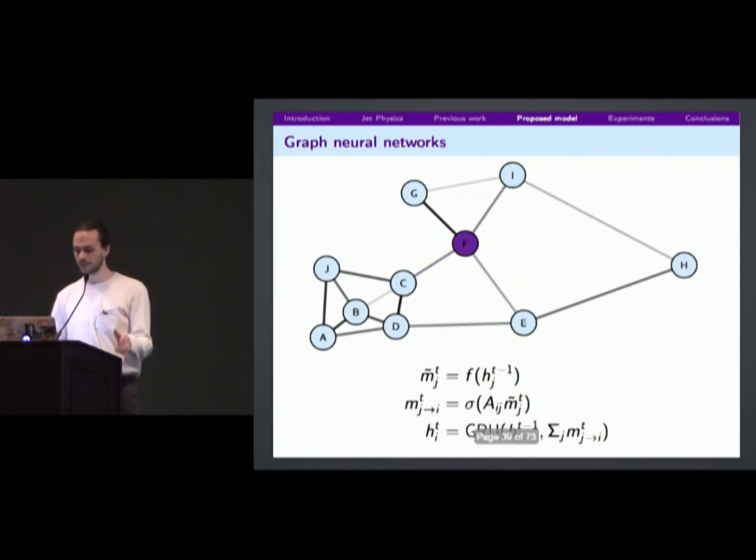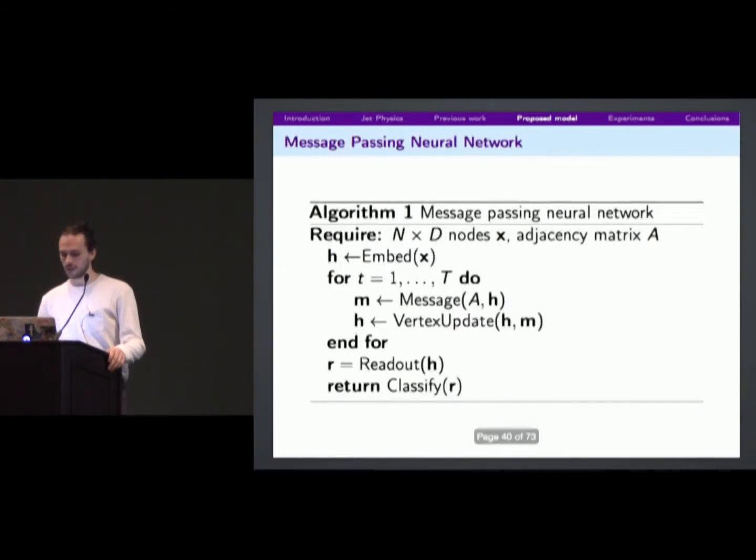So now F receives all of these messages from its neighbors, and it now updates its state. We're going to update just using a simple GRU, where we have its existing hidden state, and it's going to take the sum of all the messages that it received and then update. So this is how it works, presented as pseudocode.